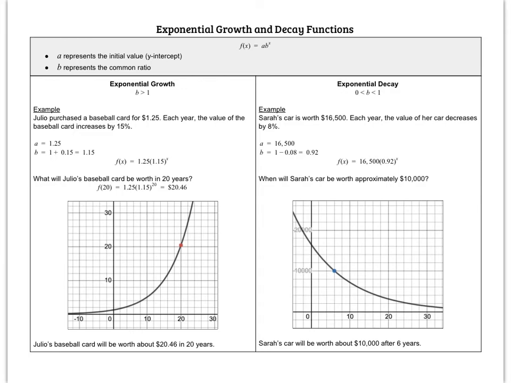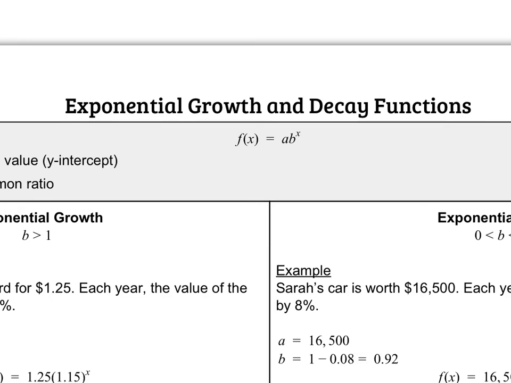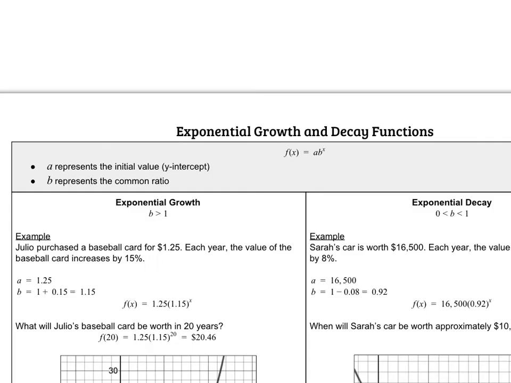So today we're talking about exponential growth and decay, and I want to start out just by looking at what exponential functions look like. So here we have f of x equals a times b to the power of x. When you're writing an exponential function to match a real-world scenario, a is going to be your initial value most of the time. That's your y-intercept of your graph.